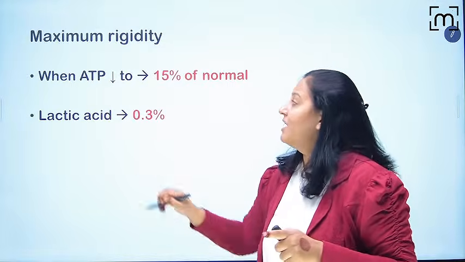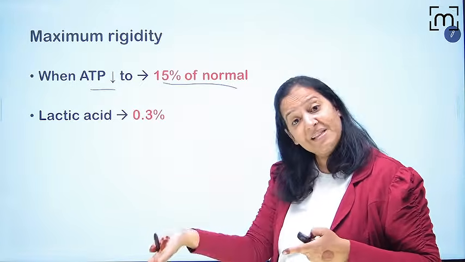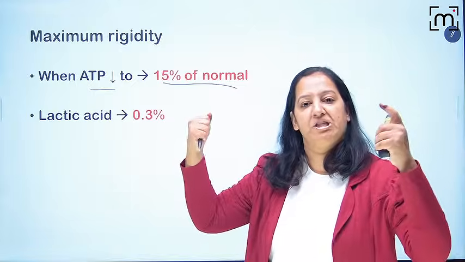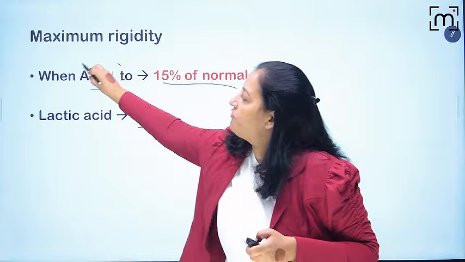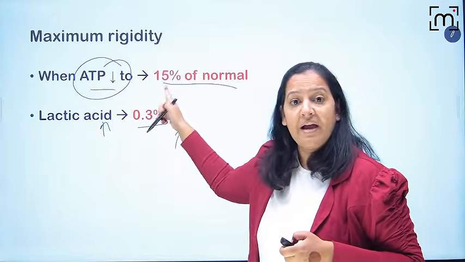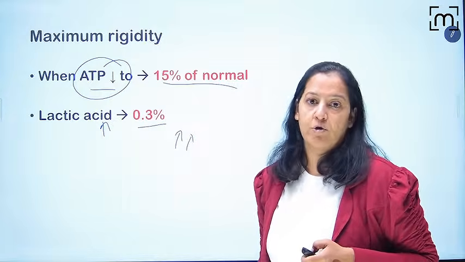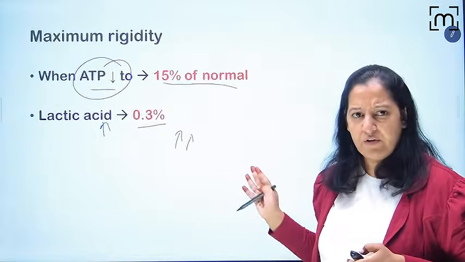Maximum rigidity occurs when ATP drops to 15% of the normal. When ATP is less than 15% of the normal, there is maximum rigidity. Lactic acid keeps on increasing while ATP keeps on falling. ATP falls to 15% and lactic acid increases to 0.3%. Normally there is no lactic acid, but when it increases to 0.3%, there is maximum rigidity. These are for your MCQs.